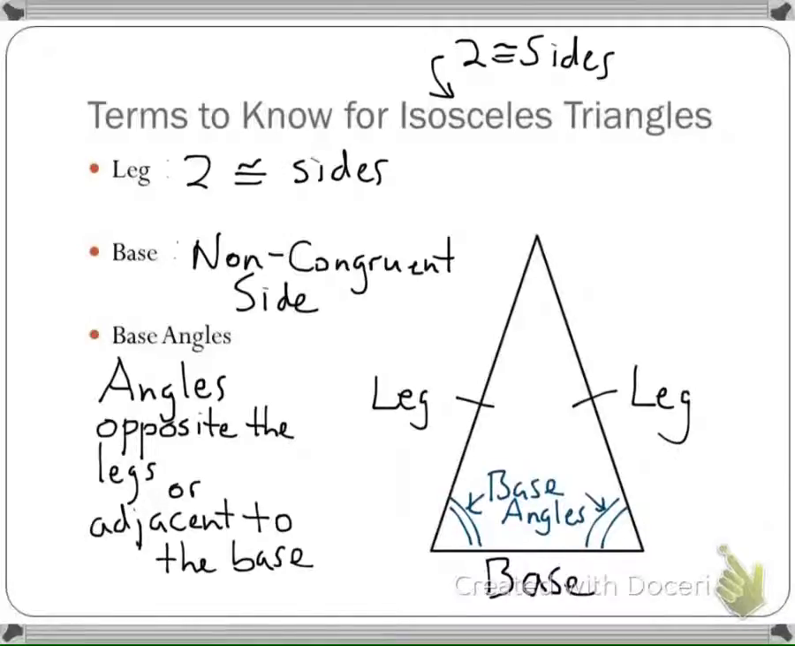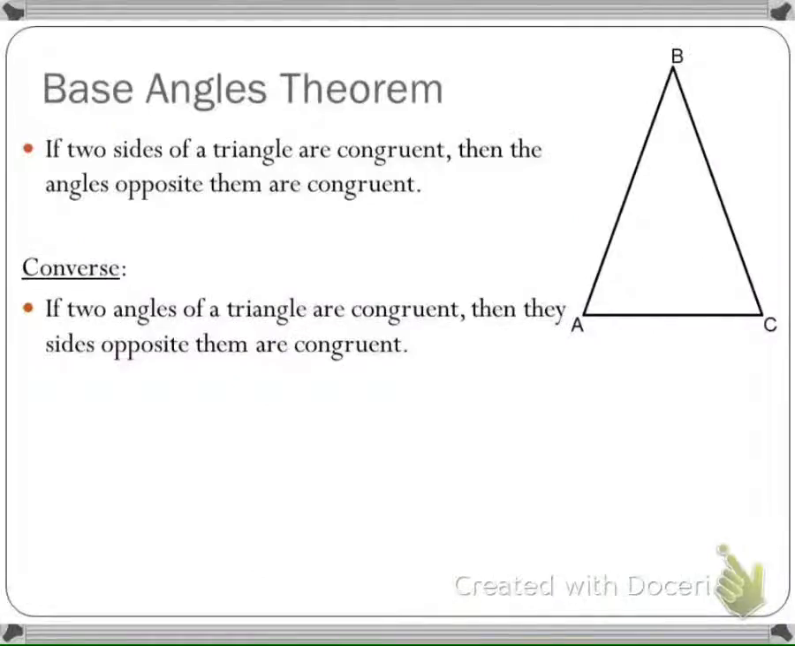Now we'll give the third angle a title, and that would be the vertex angle. We're not going to do much with it, but it may come up as a vocabulary word. Now why we need the base angles is because we have the base angles theorem, which tells us if two sides of a triangle are congruent, then the angles opposite them are congruent.